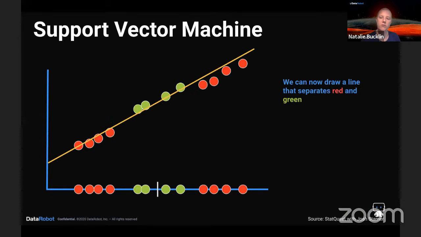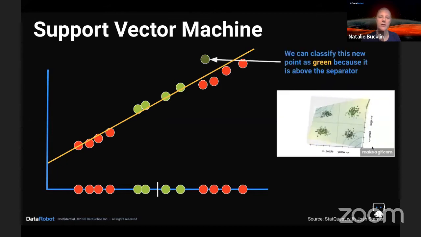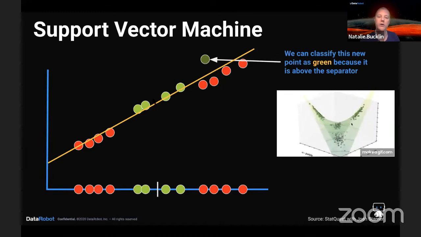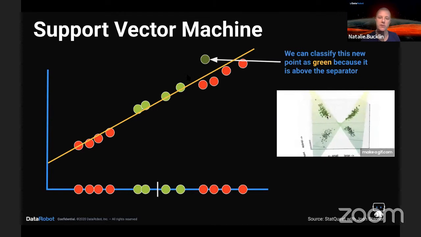And our data looks a lot different now. And what we can now do is draw a new line that separates our red and our green points. So we can say, when we have a new point that's above this yellow line, we know that it's supposed to be green because it is above the separator. When we have a point that's below this yellow line, we know that it's supposed to be red because all the red points are below the separator.